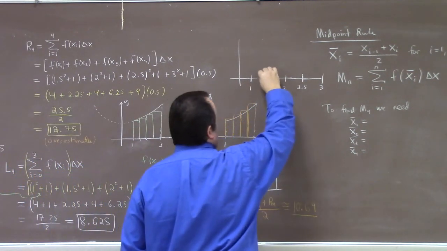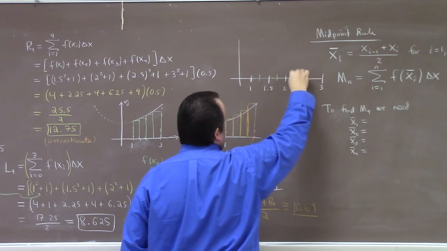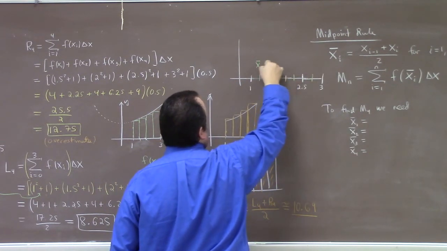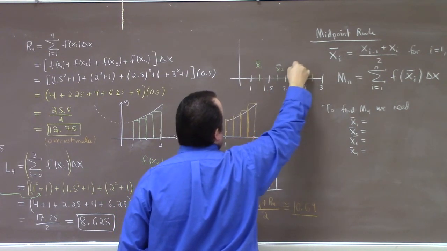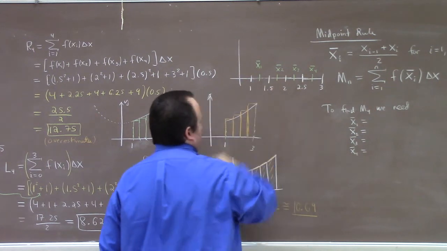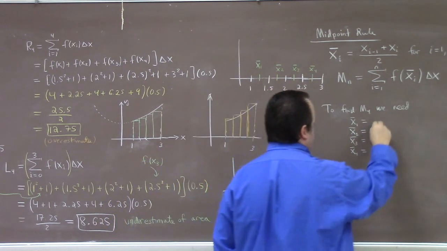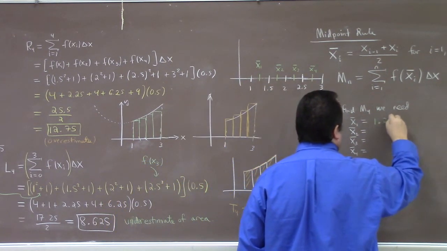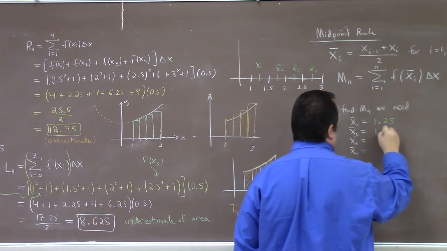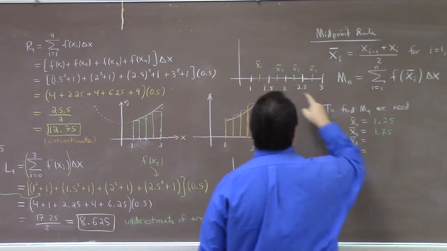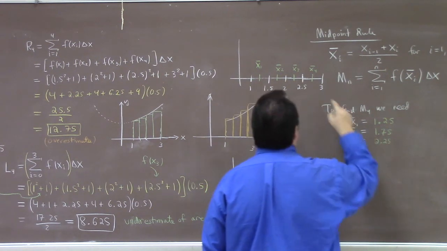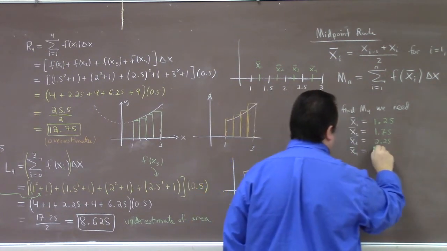So the midpoint is here, and here, and here, and here, right? X bar 1, X bar 2, X bar 3, X bar 4. And so you can see what that is. Halfway between 1 and 1.5 is 1.25, right? Halfway between 1.5 and 2 is 1.75. Halfway between 2 and 2.5 is 2.25, and halfway between 2.5 and 3 is 2.75.